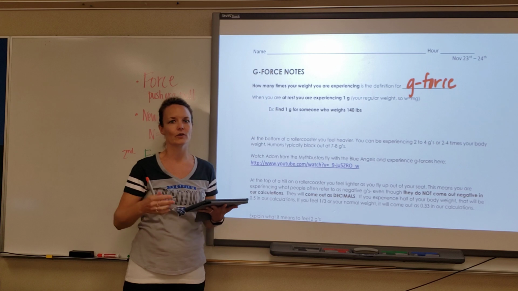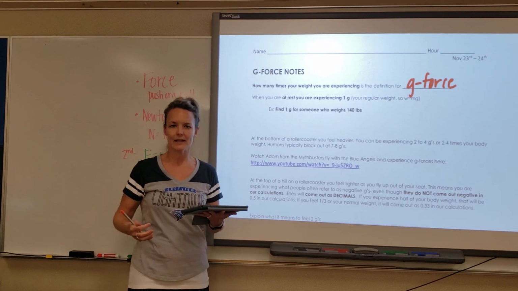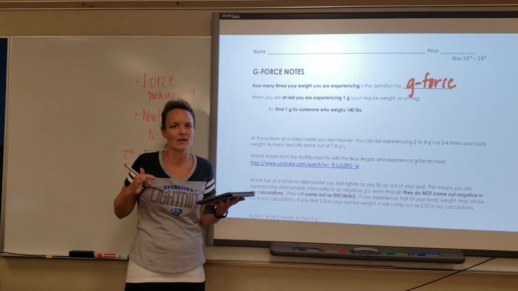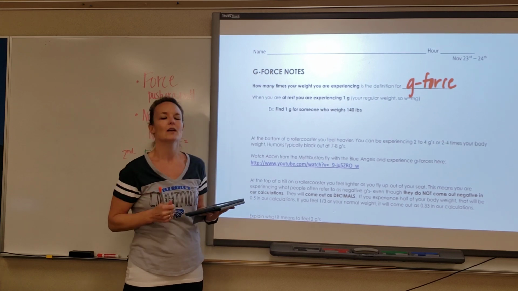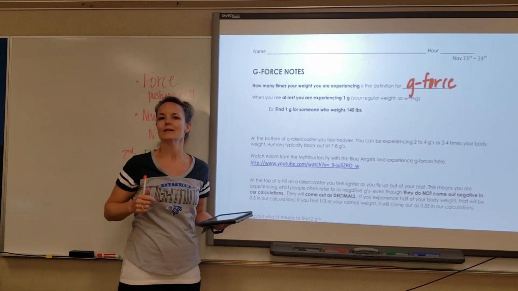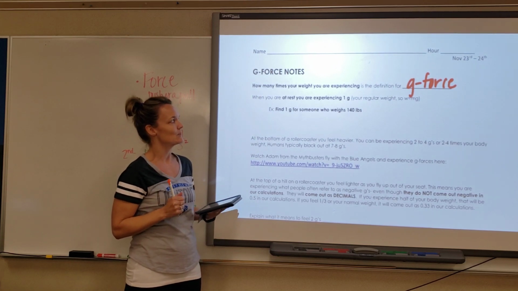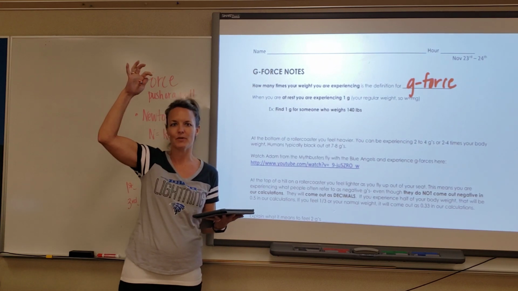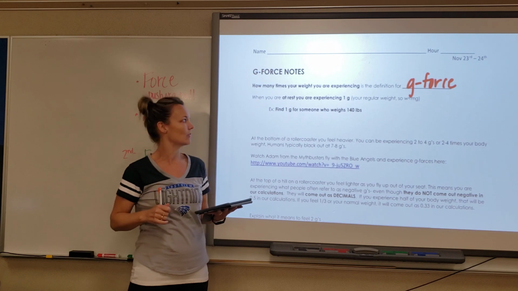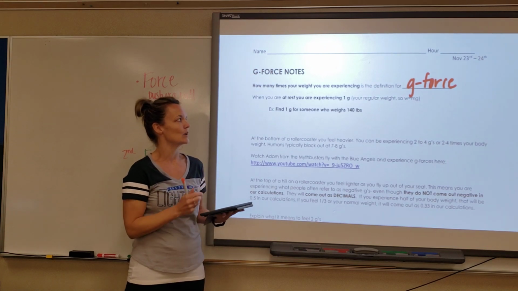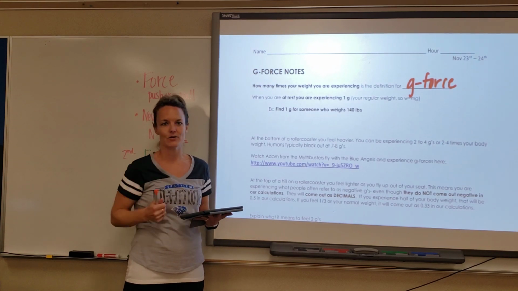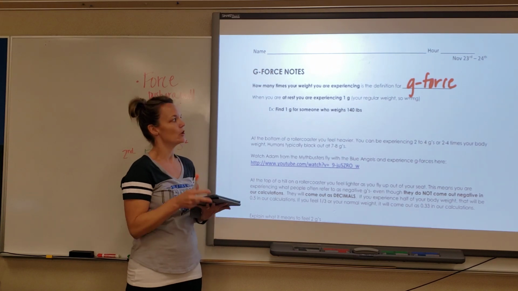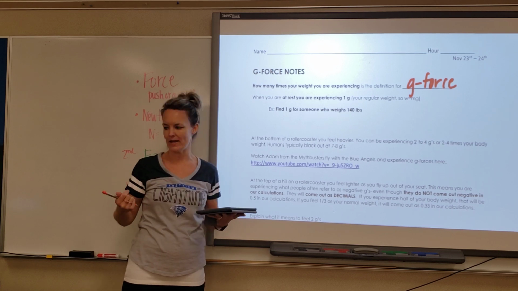So if you feel heavier than you normally would, like occasionally when you go on a roller coaster or you're in an elevator, all of a sudden you feel kind of like things are pulling you down, you feel heavier, you are feeling more than your normal weight. And sometimes when you feel lighter, when you're on kind of the top of the hills for roller coasters, or when you're in that top of the elevator and the bottom drops out from underneath you, you are experiencing less G's. You're feeling lighter than you normally would. 1 G is just your regular resting weight.